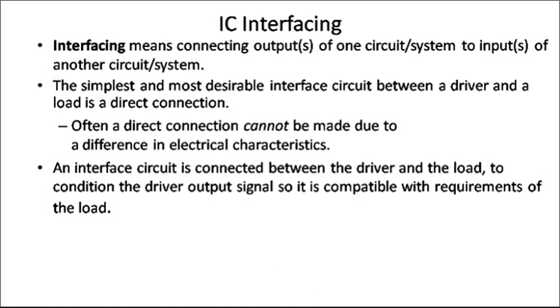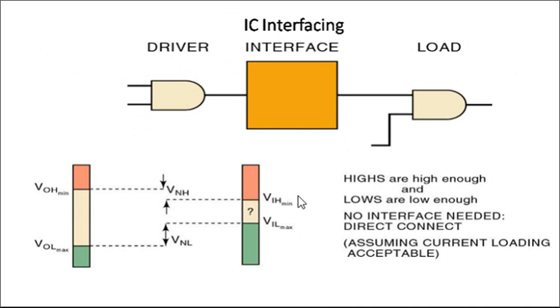Now see the diagram of IC interfacing. These are the driver, this one is your load, and these are the interfacing. See VOH, VOL, and these are the noise margins, low and high. Highs are high enough and lows are low enough, so no interface is needed, a direct connection. Assume current loading is acceptable.